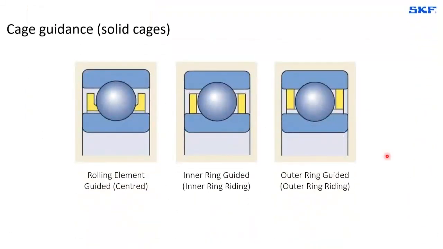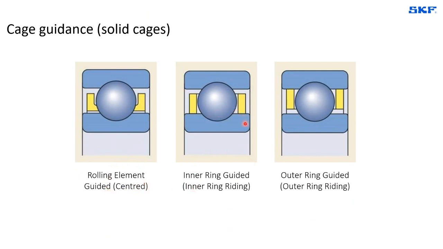Let's look at this example. These cages represented in yellow color are representing brass cages. And brass cages can be produced with a geometry that will not touch under normal conditions the inner ring shoulders, nor the outer ring. So they are called rolling element centered or rolling element guided cages.